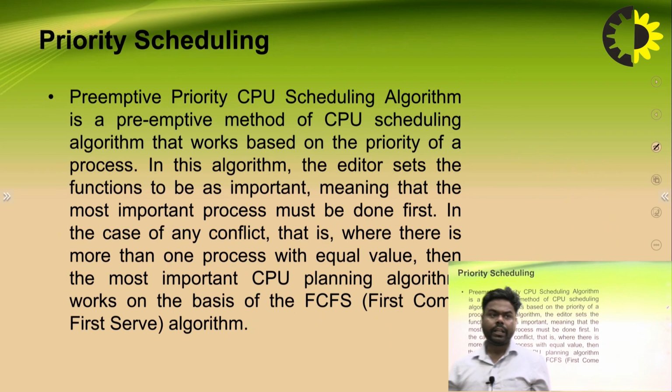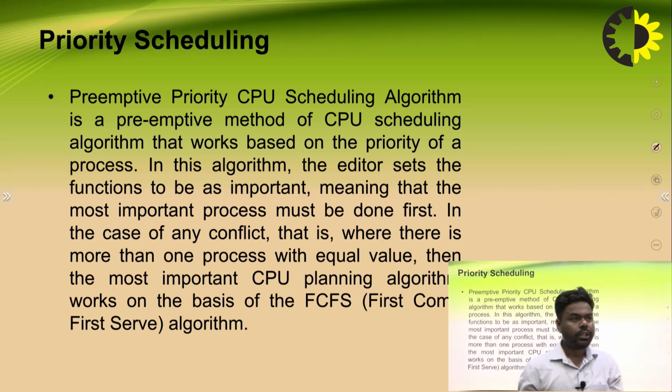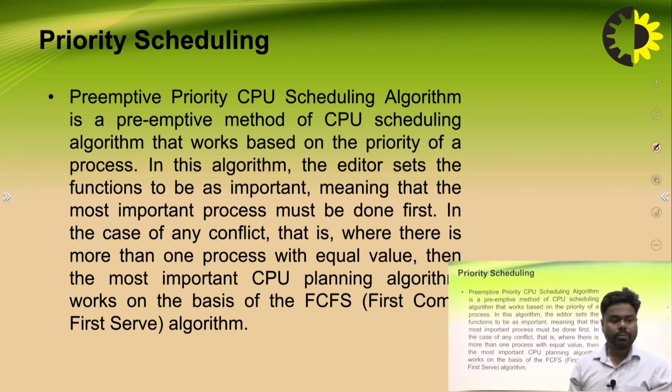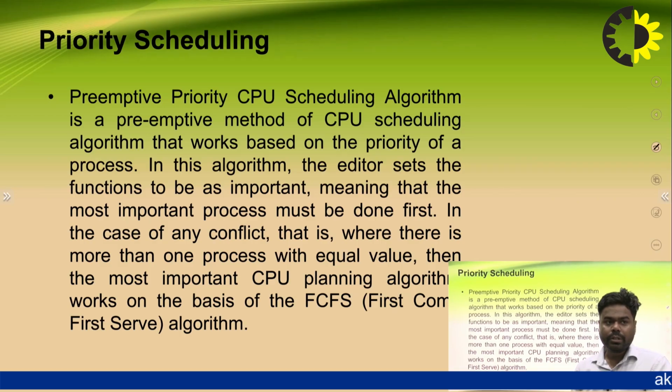Next, priority scheduling. The preemptive priority CPU scheduling algorithm is a preemptive method of CPU scheduling that works based on the priority of the process. In this algorithm, the priority is set for each process, meaning that the most important process must be done first. In case of a conflict, where more than one process has equal priority, the algorithm works on the basis of first come first serve.